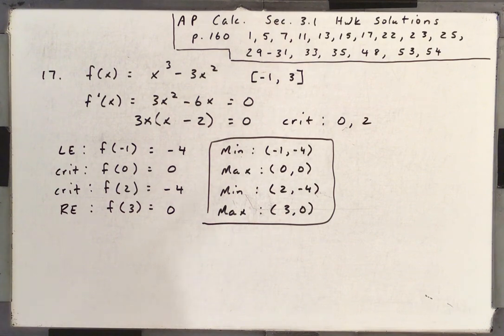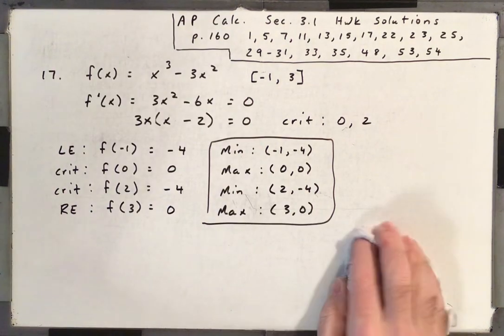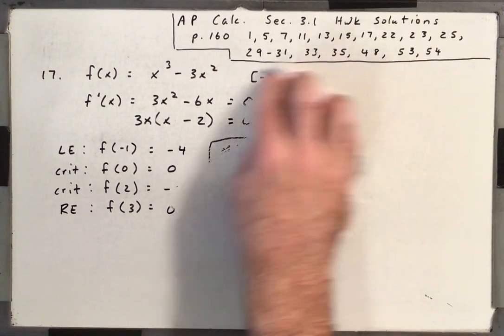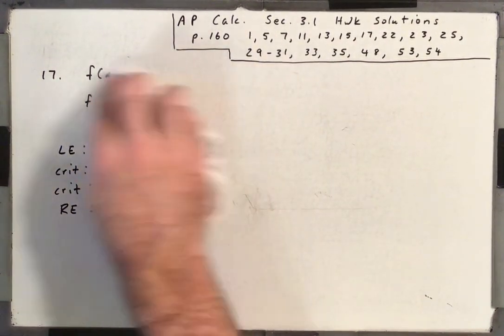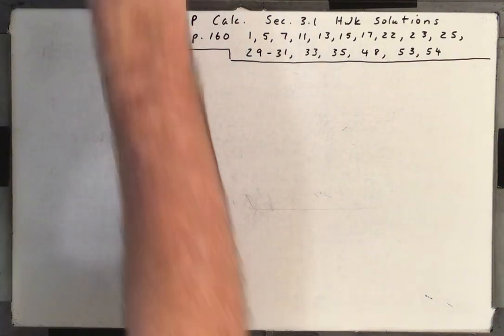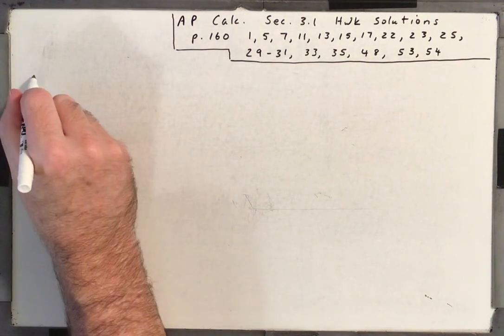Okay, number 22. I'm just going to go ahead. I think I could squeeze it in there, but why squeeze when you can erase? Number 22.